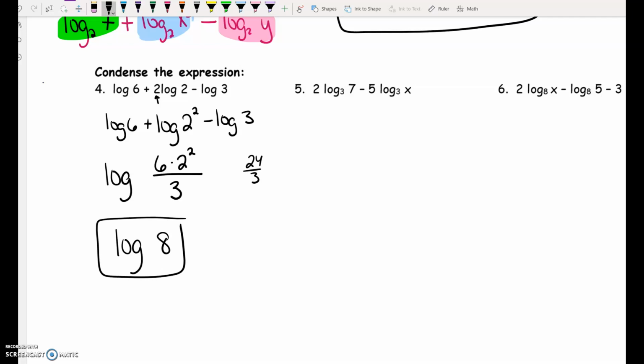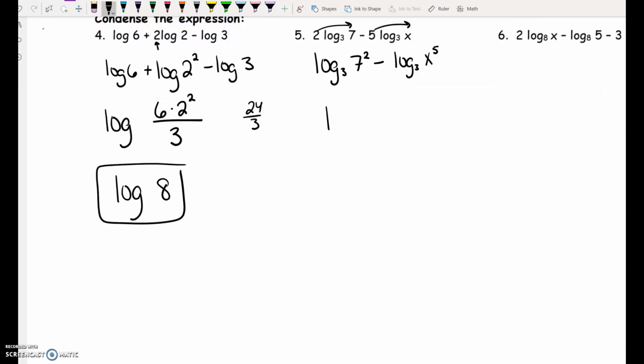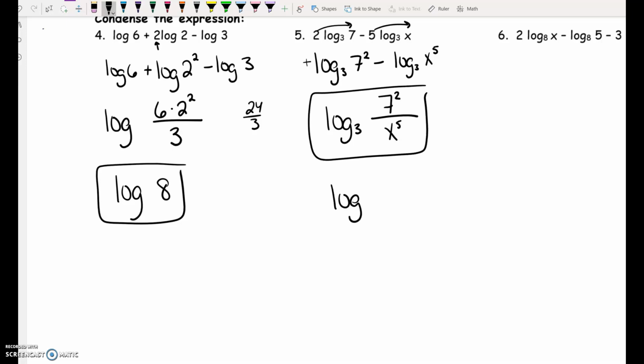Let's look at one that's a little bit more realistic with like actual numbers and letters. First, put your exponents back where they go. So this is log base 3 of 7 squared minus log base 3 of x to the 5th. I see a negative, so I know that when I condense this down to 1 log, there will be a top and a bottom. The 7 squared comes from a positive log, so 7 squared is going to go on top. The x to the 5th comes from a negative log, so x to the 5th is going to go on the bottom. And I mean, you could do that 7 squared to get 49 over x to the 5th.